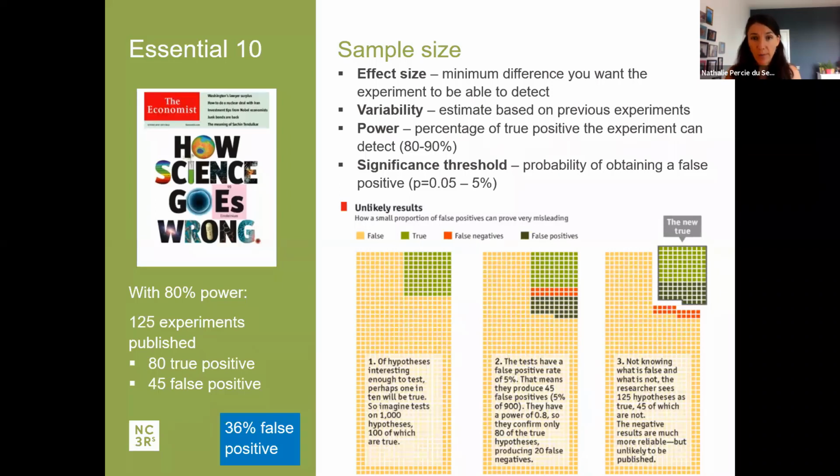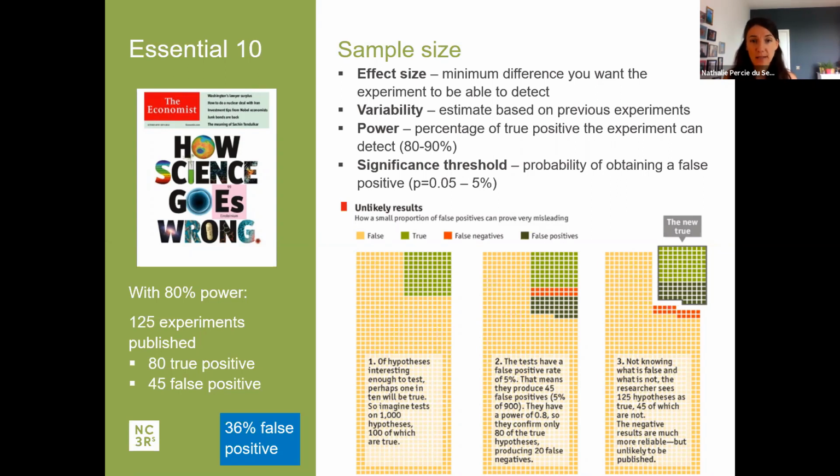So the main parameters that are used in the power calculation are the effect size. That's the minimum difference you want the experiment to be able to detect. So normally that would be based on what would be biologically or clinically relevant. Then there's the variability, which is normally estimated based on previous experiments. But if you do not have this information, you can actually use a standardized effect size instead. There's the power, which is the percentage of true positives the experiment can detect.